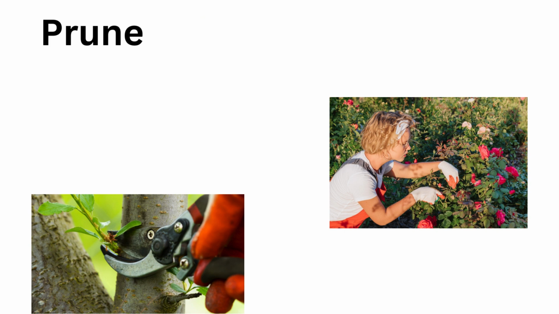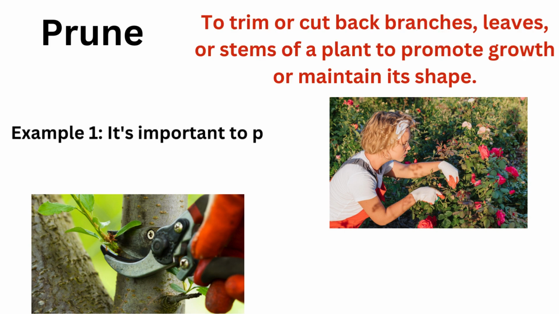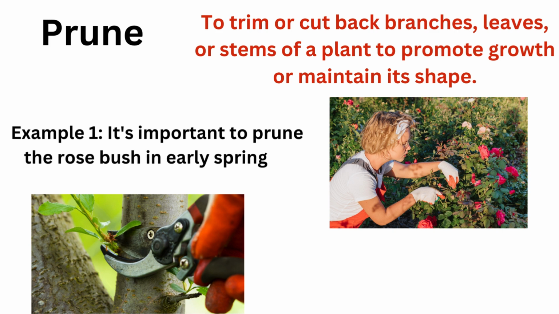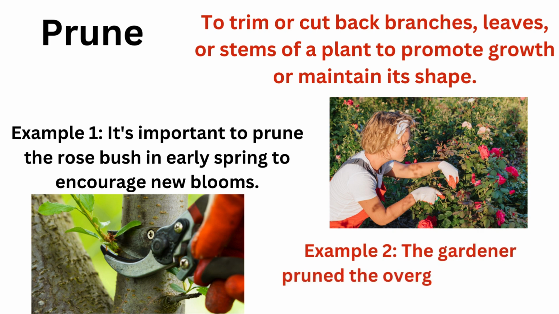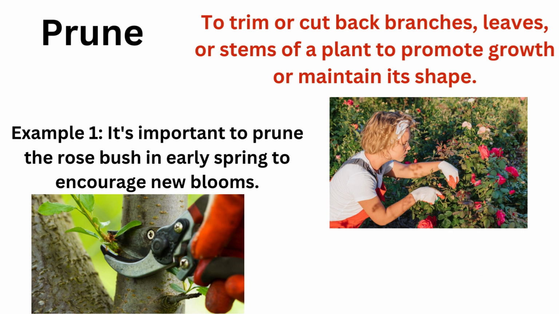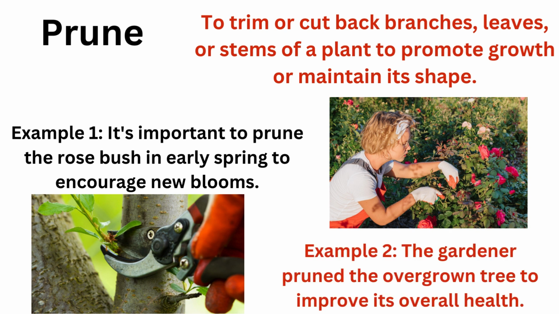For example, it's important to prune the rose bush in early spring to encourage new blooms. The gardener pruned the overgrown tree to improve its overall health.